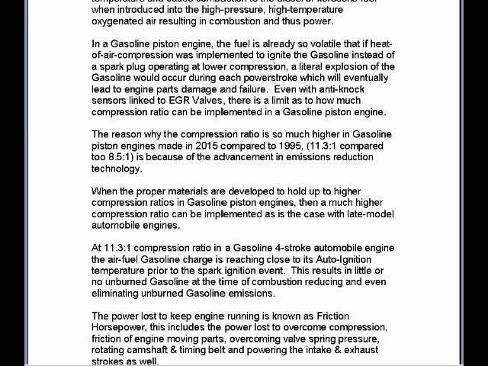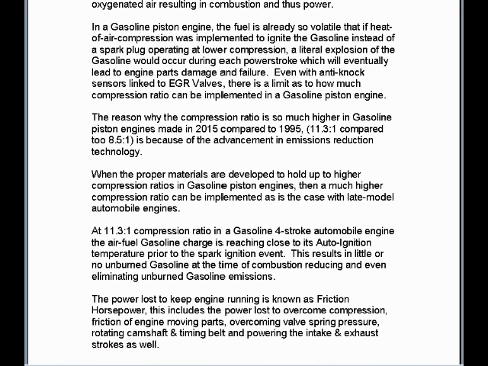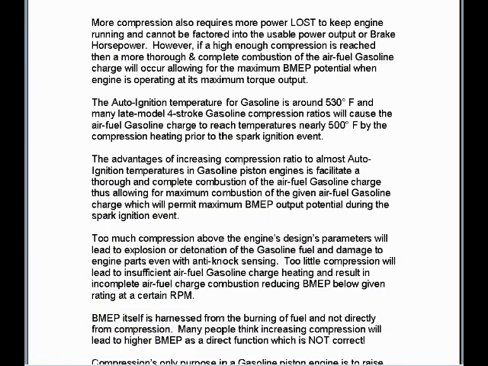The power lost to keep the engine running is known as friction horsepower. This includes the power lost to overcome compression, friction of engine moving parts, overcoming valve spring pressure, rotating camshaft and timing belt, and powering the intake and exhaust strokes as well. More compression also requires more power lost to keep the engine running. It cannot be factored into the usable power output or brake horsepower.